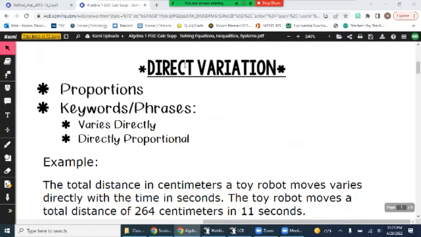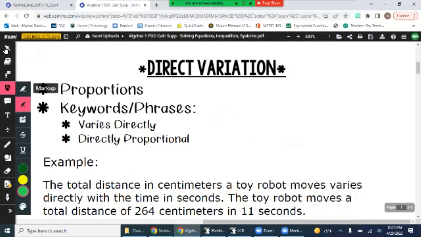Okay, so direct variation. Direct variation is one of those topics that we really didn't cover. It was maybe one day at most, but it's one of the much simpler topics that we could ever cover. Keywords that you want to look for is where it says varies directly or directly proportional. Now, with those two phrases, what is the one thing they have in common?